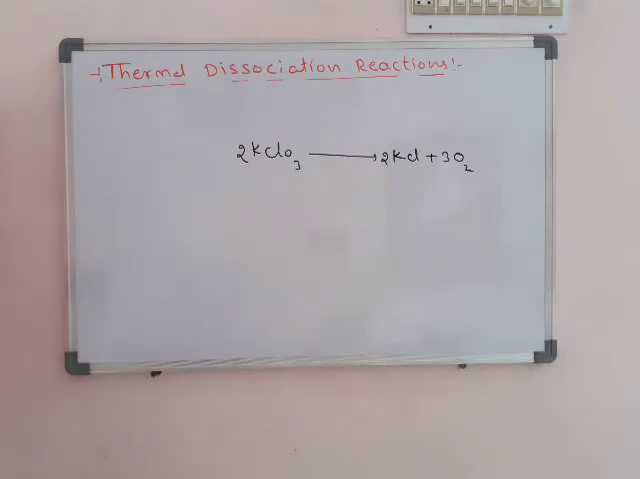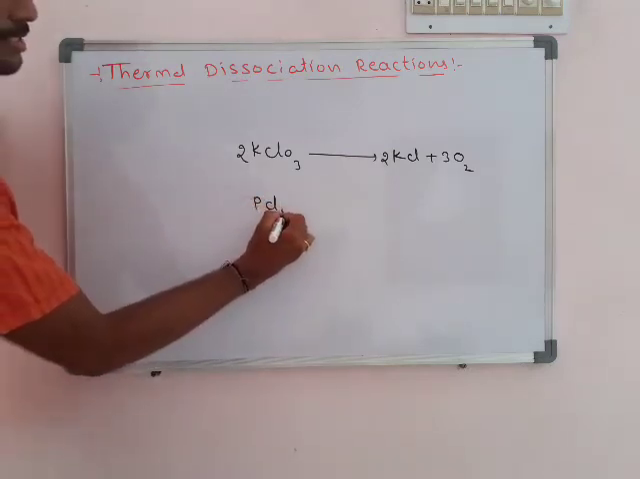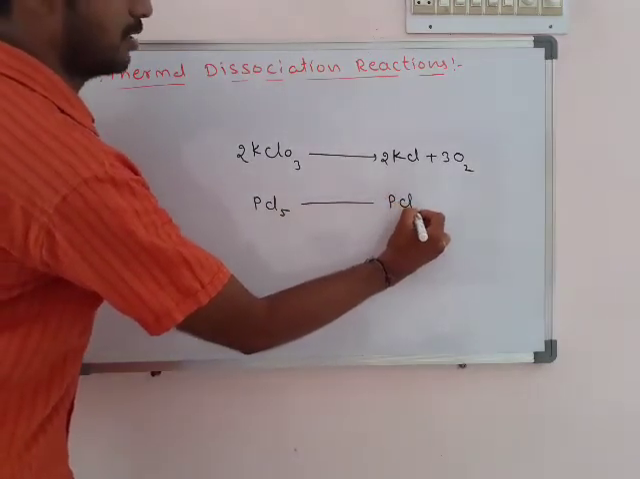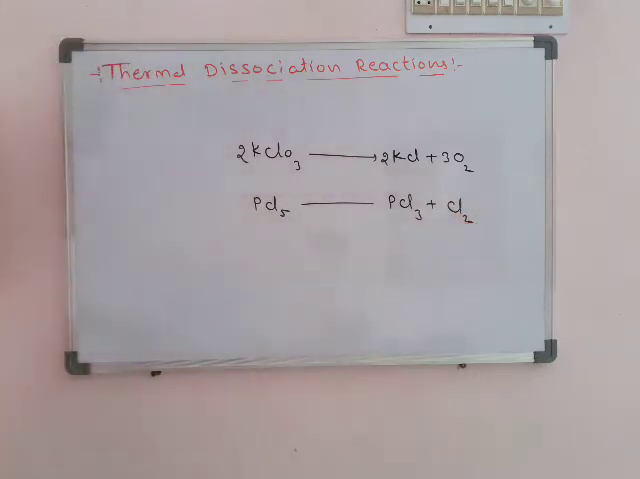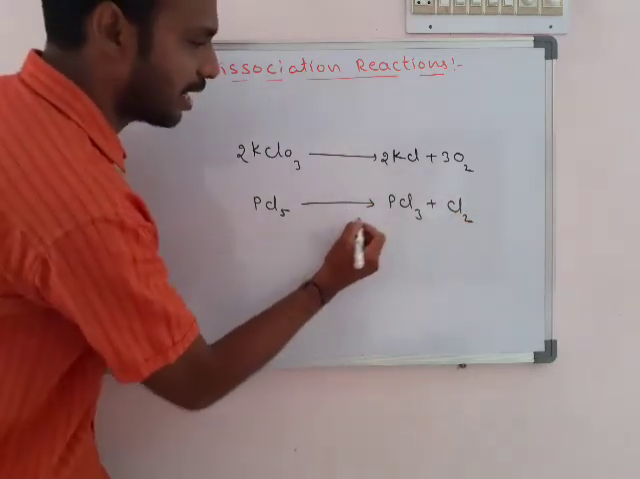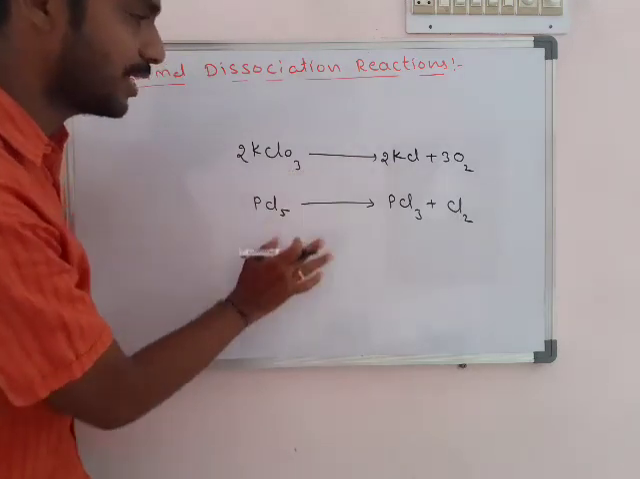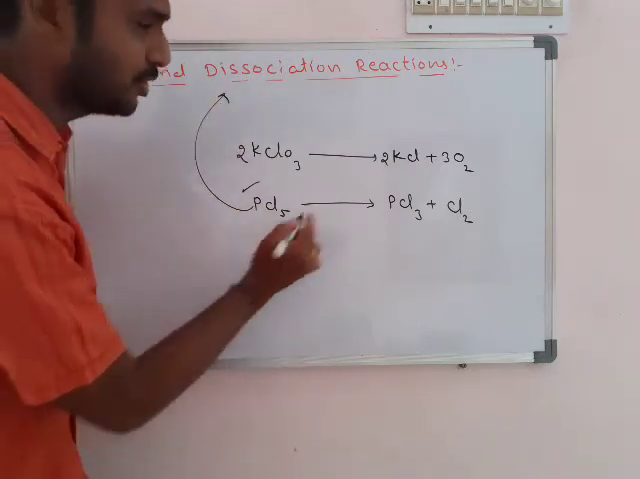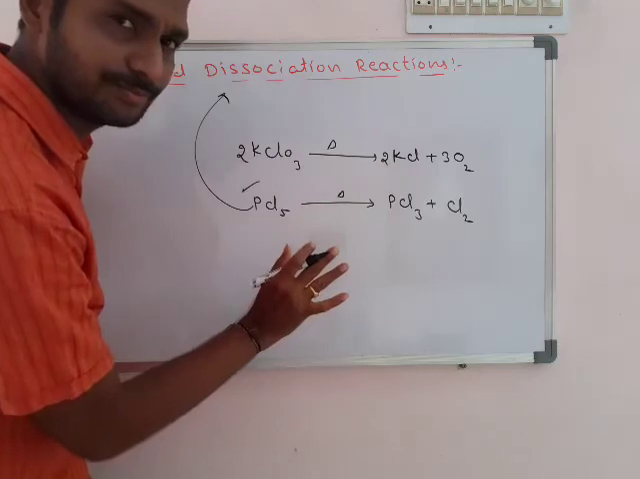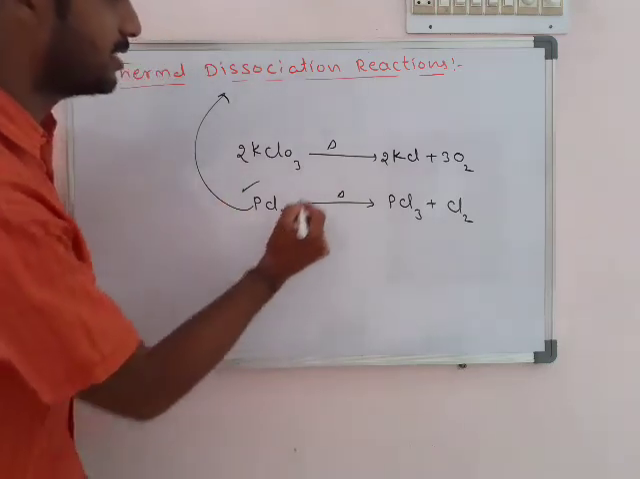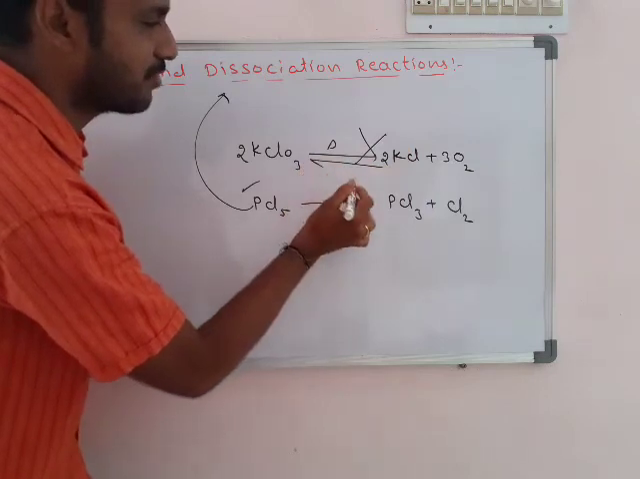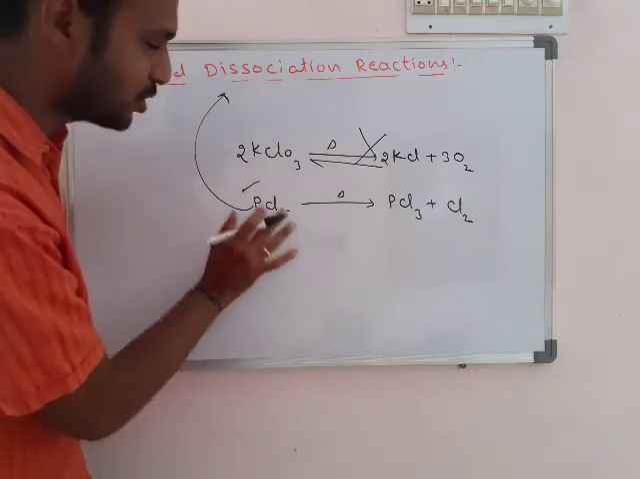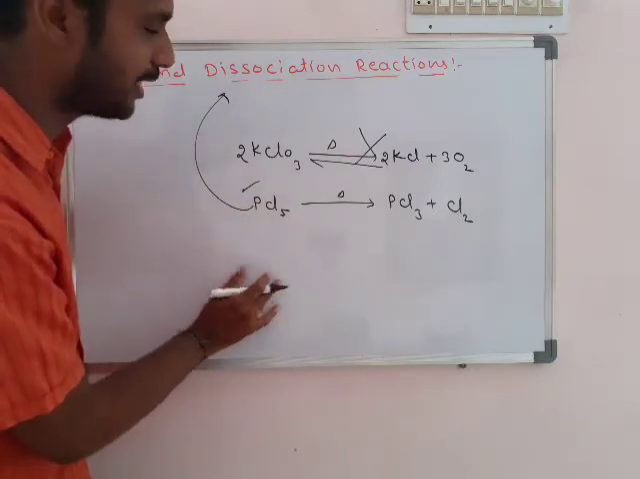For example, if you take phosphorus pentachloride, on heating it forms phosphorus trichloride and chlorine. So it is also a decomposition reaction, but it is an example for thermal dissociation reaction. Both are similar, but the normal decomposition is not a reversible reaction. There is no reverse reaction. It is an irreversible reaction. The word thermal dissociation applies if it is reversible.